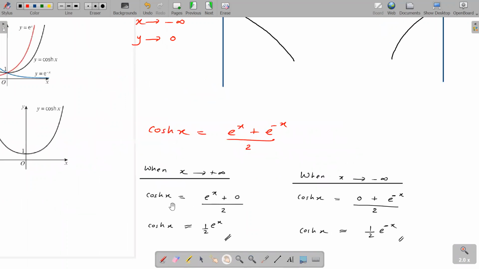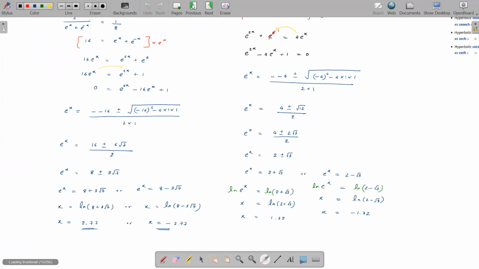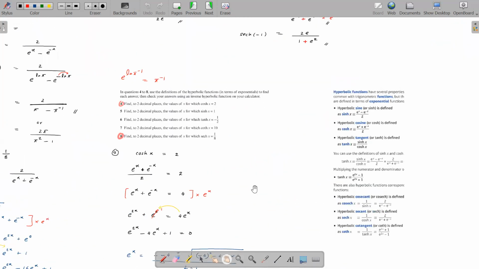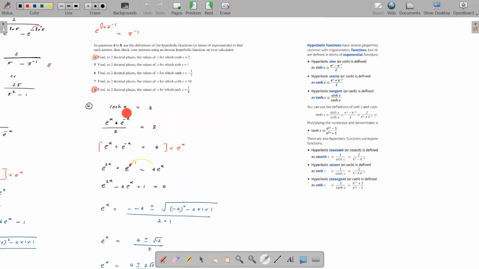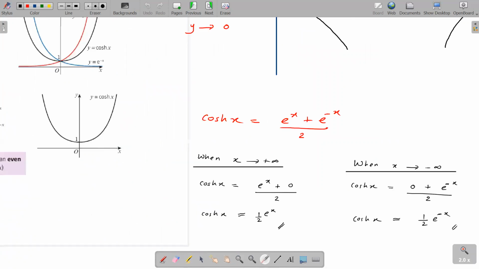Once again, it's really important that you remember the shape of the cosh x graph, and that the minimum point here is 1. In the previous exercise, we were discussing this particular question, where we were finding the answers where cosh x is equal to 2. Do you recall? When we did it manually, we got 2 answers. You can explain those two answers here from the graph.